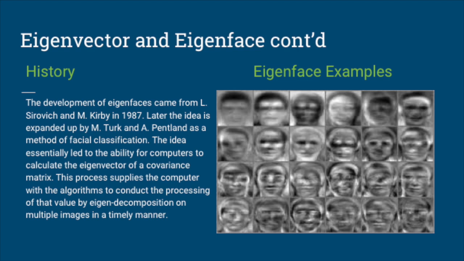The idea essentially led to the ability for computers to calculate the eigenvector of a covariance matrix. This process supplies the computer with the algorithms to conduct the processing of that value by eigen decomposition on multiple images in a timely manner. There is also a representation of eigenface examples on the right side of the page.